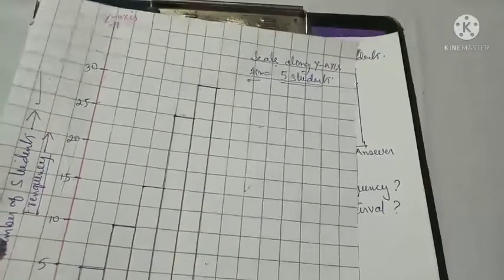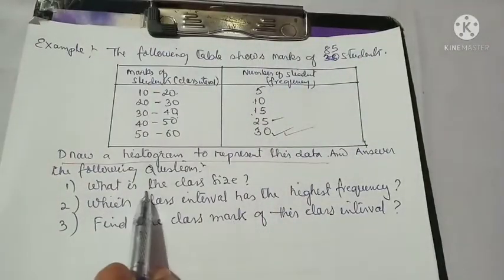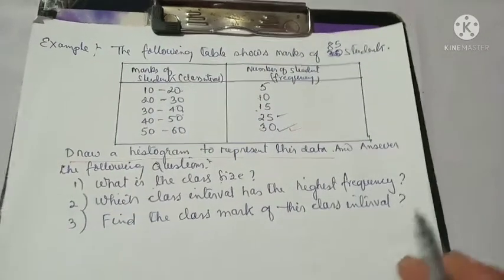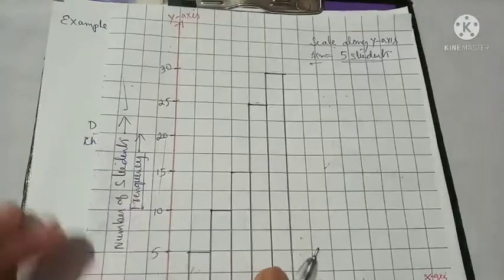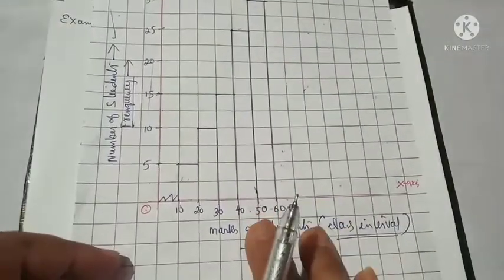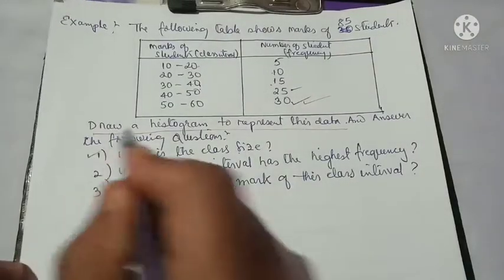According to this graph, we are going to answer the question: what is the class size? But the first one, the class size. Now this is a graph. Okay, this is a histogram. Histogram is completed. Then now we are going to answer the following questions.